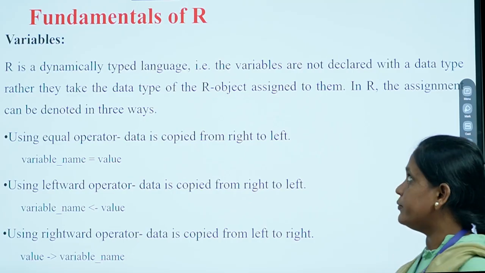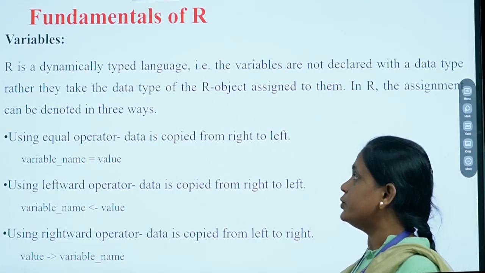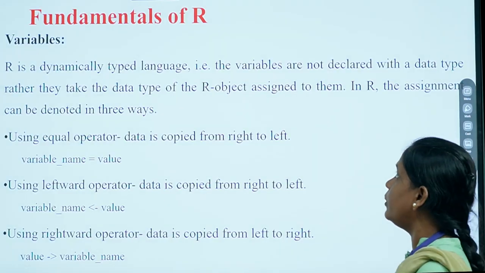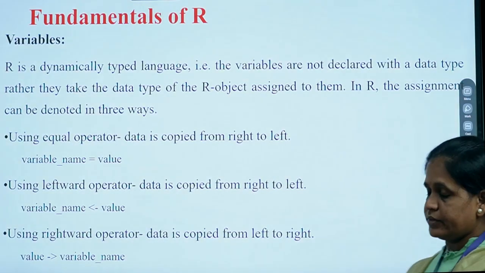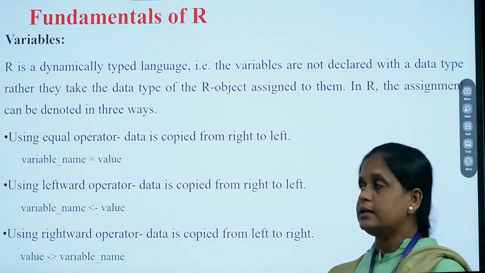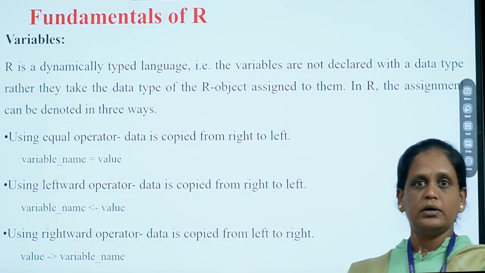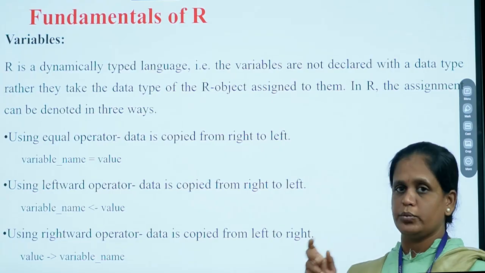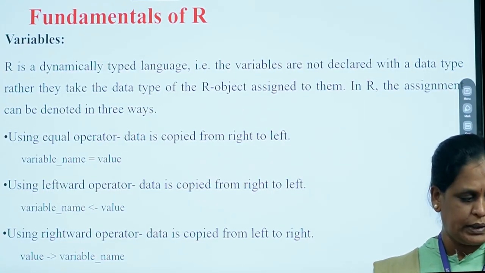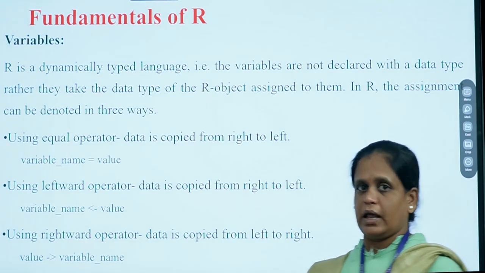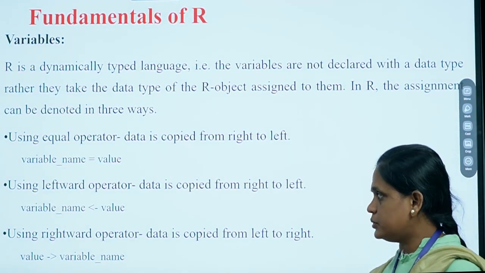In any language we start with, we will go with variables as well. R is again a dynamically typed language. Variables are not declared with a data type; rather, they take the data type of the object assigned to them. It need not be specified what type of data we are going to declare. Based on the value that you assign, the object type will be created. So that is one way.